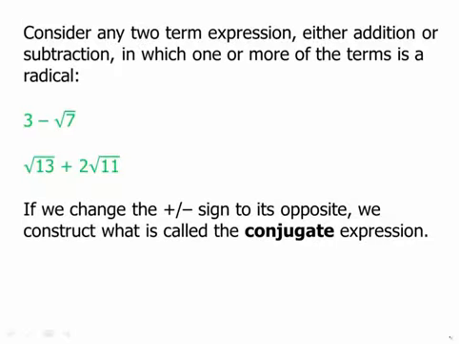So that first one, we have 3 minus root 7. The conjugate would be 3 plus root 7. In the second one, we have root 13 plus 2 root 11. The conjugate will be root 13 minus 2 root 11. So how is this helpful?